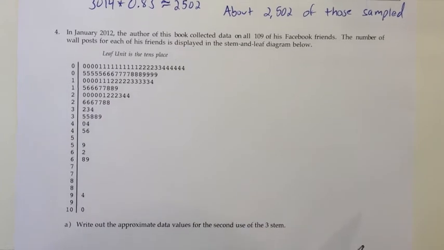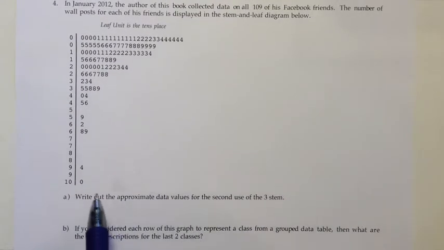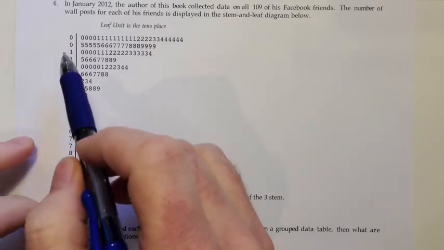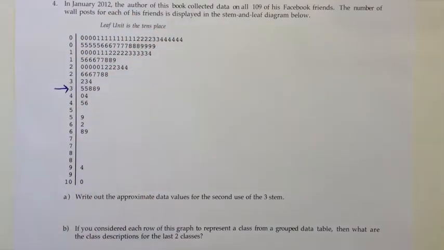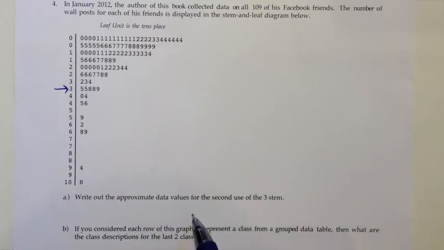And then let's go ahead and emphasize that by just taking what we were just saying and writing that down. So write out the approximate values for the second use of the 3 stems. So these are our stems on the left. That would be the second time the 3 stem was used. So it says the approximate data values because I don't know what they are for sure.